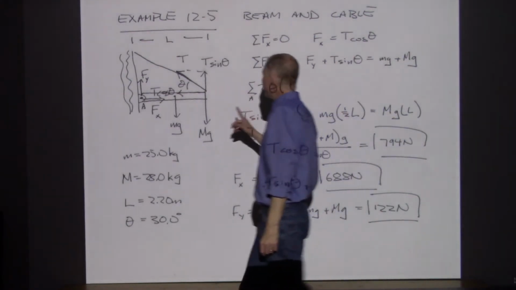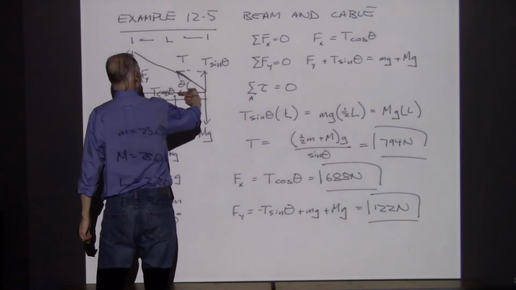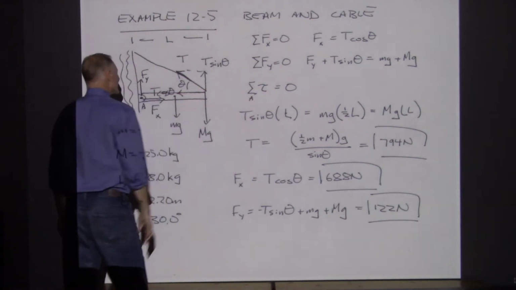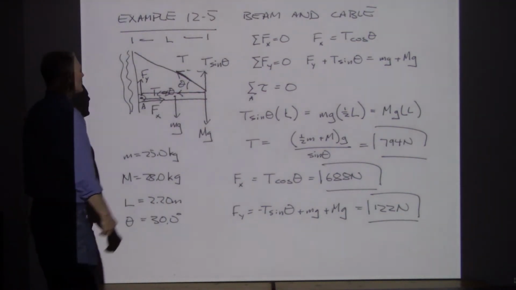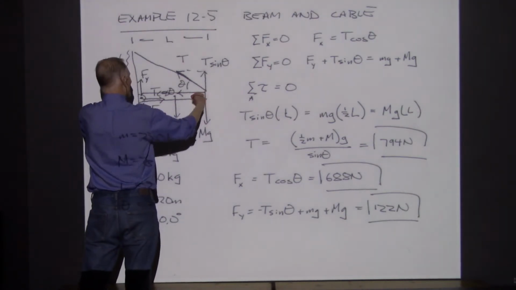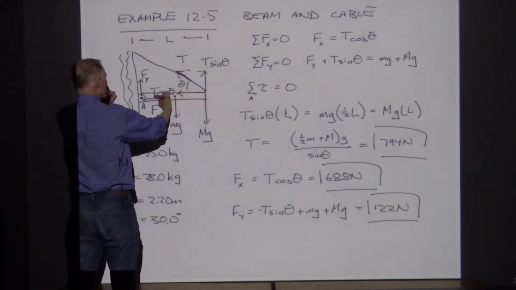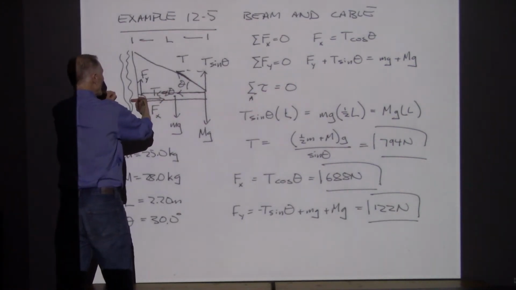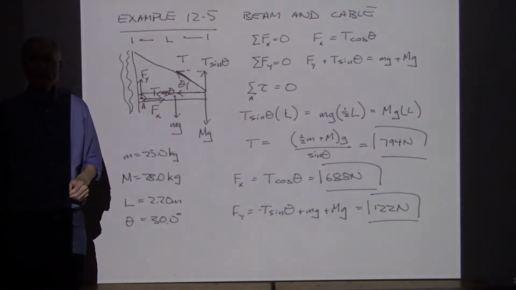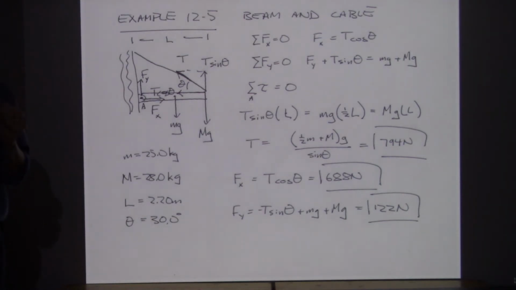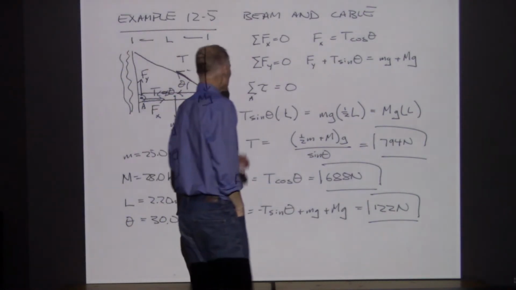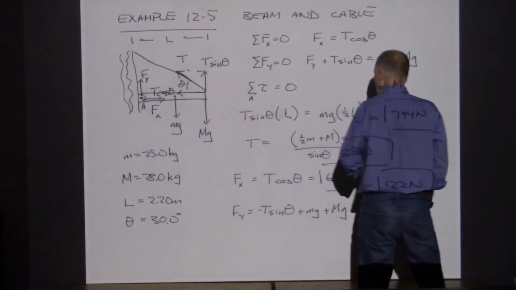Now, what about T cosine theta? Is that going to provide a torque? The intention here is that the beam is small enough that we can treat the tension as going right through point A. So we're going to say T cosine theta goes right through the axis, and it doesn't provide a torque because there's no lever distance for T cosine theta. So that's why it's not in the equation.